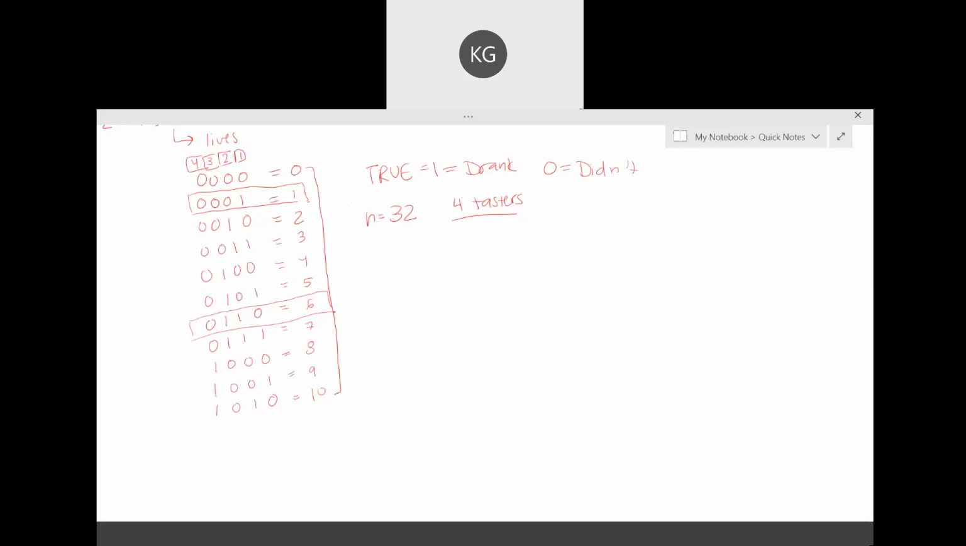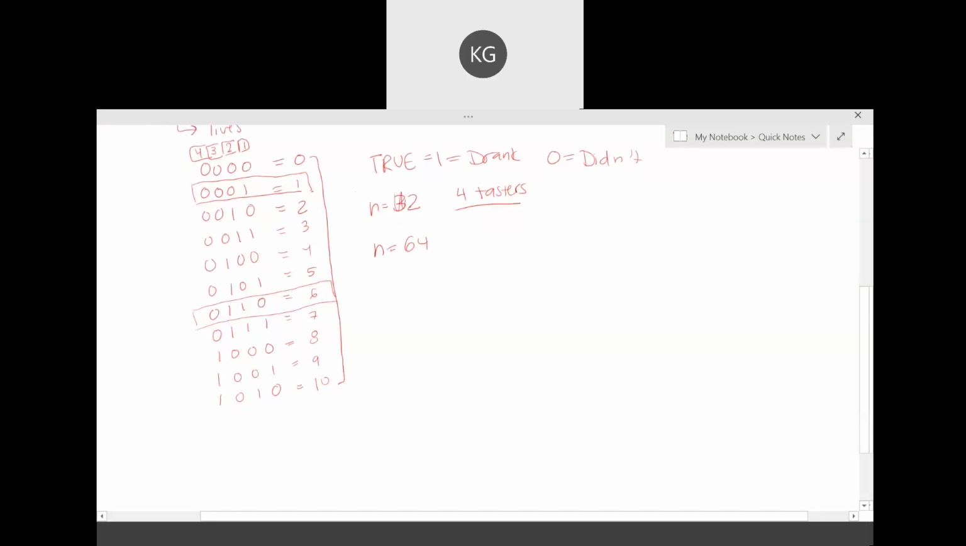So if n was 32, we had 4 tasters. If n is 64, how many tasters would we have? Oh wait, I feel like, aren't you missing a column? This would be if n is 16, right?